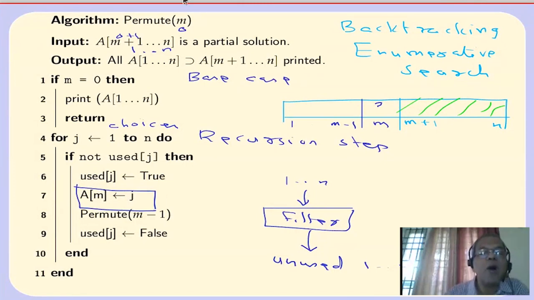And then we are making a recursive call, permute M minus 1. That means M to N have been initialized. We are looking forward to putting a value in M minus 1. Very important. After this call, permute M minus 1 returns, we are no longer using the value J. Therefore, it can be released with used at J becomes false. You must think carefully about this code.